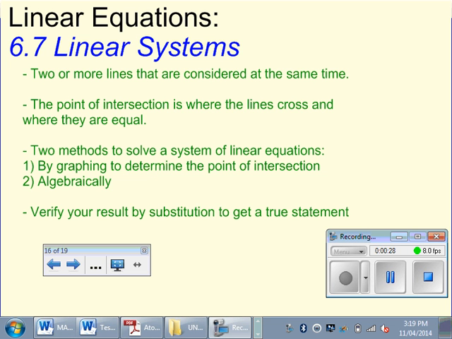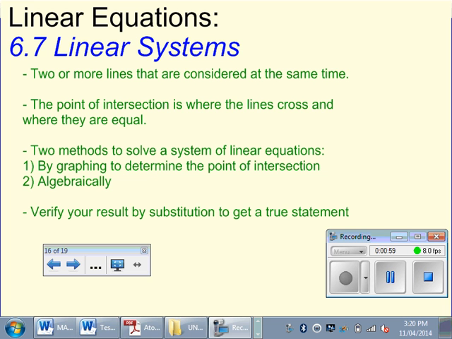Now, the point where they cross is called the point of intersection. And this is where those two linear equations are equal. I can solve this by two methods. The first method is I can graph them out and visually see where they cross. It's not exactly the best method, but I can physically see where they cross. Sometimes it could be obscure, but sometimes not. If I graph them out, I can get a very good idea of where they cross.